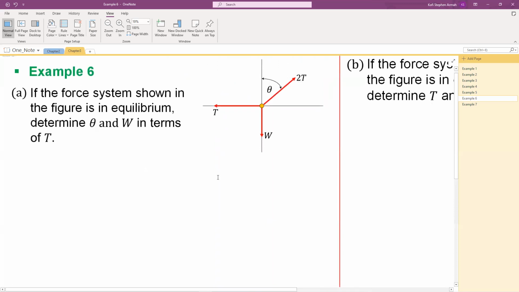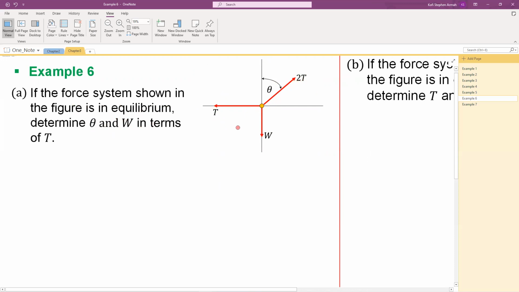Yeah. So we have two unknowns here. Not necessarily two unknowns, three unknowns. There's no numbers given. So if the force system shown in the figure is in equilibrium, determine theta and W. W might be like a weight. In terms of T, T will be like a tension. One is horizontal, one is diagonal.